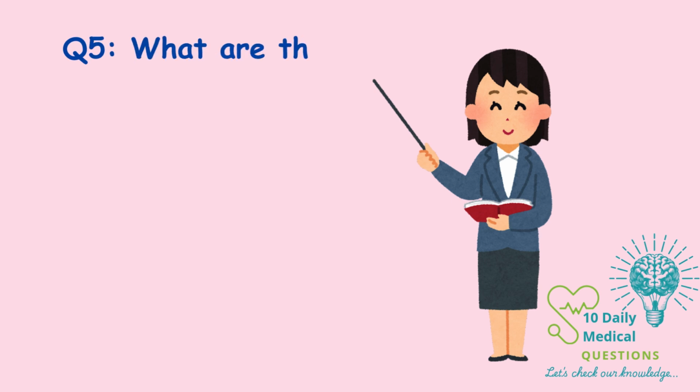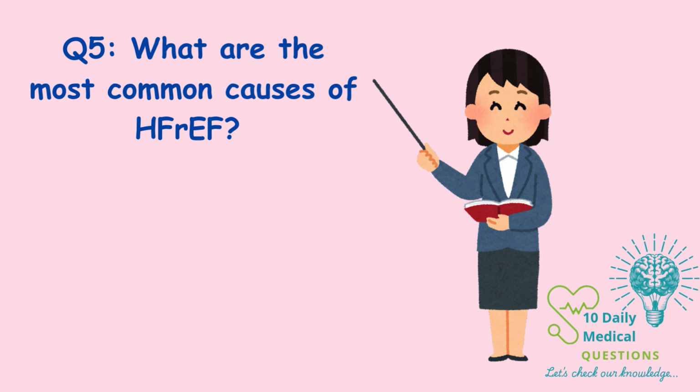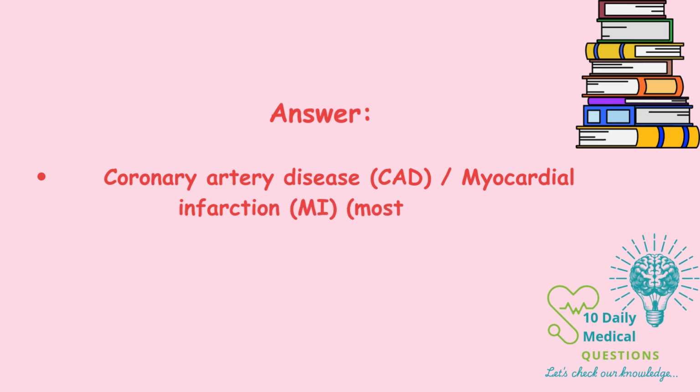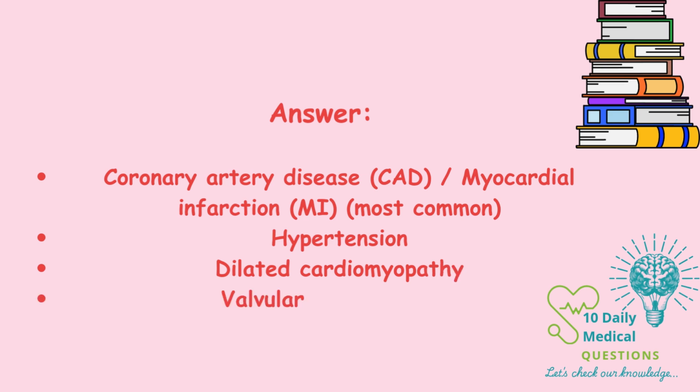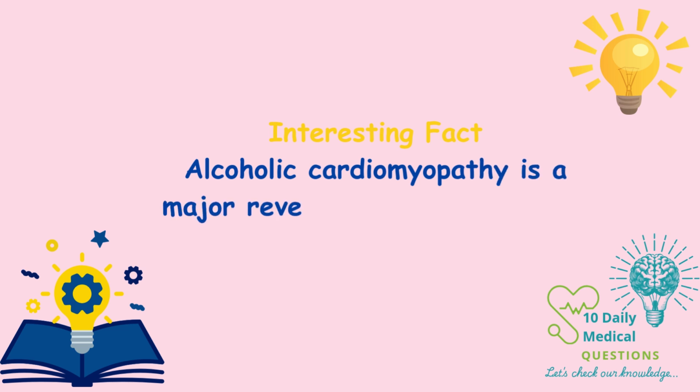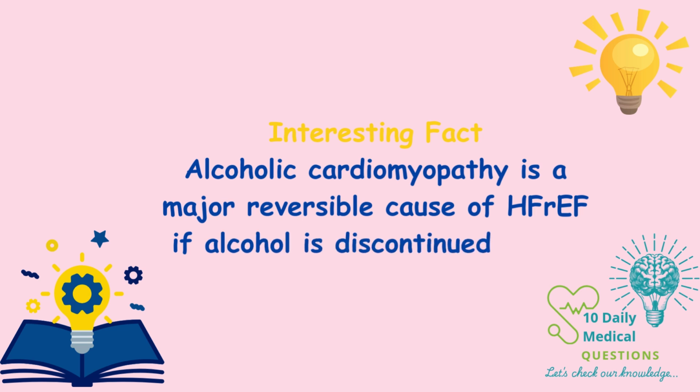Question 5. What are the most common causes of heart failure with reduced ejection fraction? Answer. Coronary artery disease or myocardial infarction are the most common causes, and the other causes are hypertension, dilated cardiomyopathy, valvular heart disease, and myocarditis. Interesting fact, alcoholic cardiomyopathy is the most reversible cause of heart failure with reduced ejection fraction if alcohol is discontinued early.